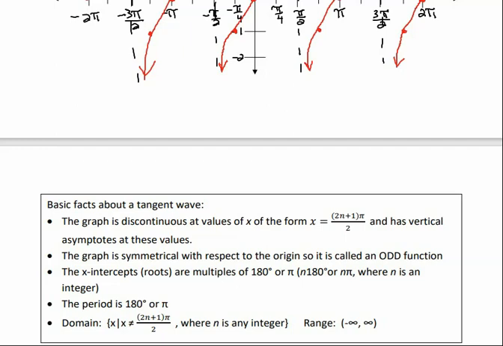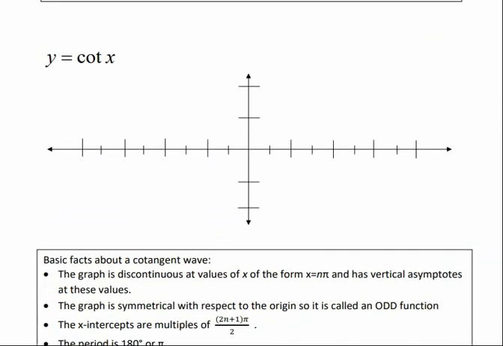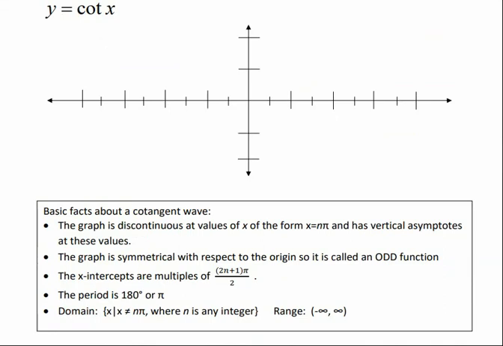All right, now let's look at the graph of cotangent. So cotangent is the reciprocal function of tangent, and instead of being y over x, it's x over y. That means that cotangent is going to have asymptotes everywhere that sine is zero. So I'm going to put in the asymptotes and mark up our graph.